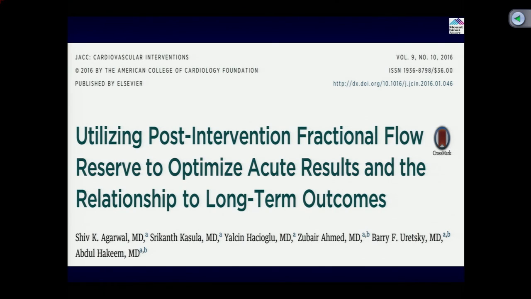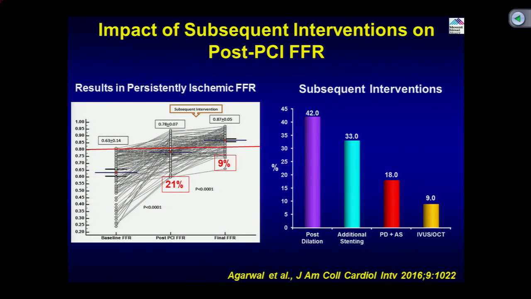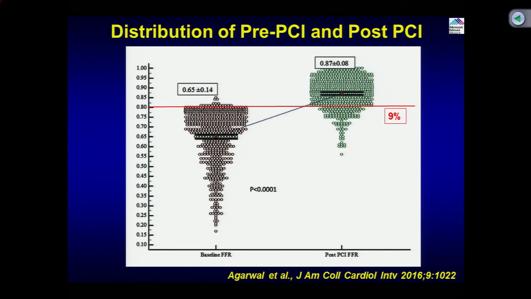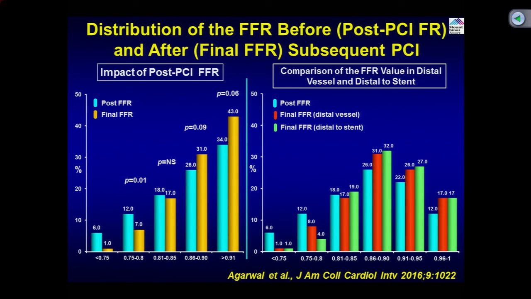A more systematic analysis looked at post-intervention fractional flow reserve to optimize acute results of the PCI, and they showed that even when angiographically looking good, 21% will have a low FFR of less than 0.8. You post-dilate, sometimes at high pressure, you put in additional stenting, or combine with imaging, and you bring it down to 9% with an FFR of less than 0.8. So the key is that subsequent intervention will improve your FFR, but some cases will still remain low, less than 0.8.